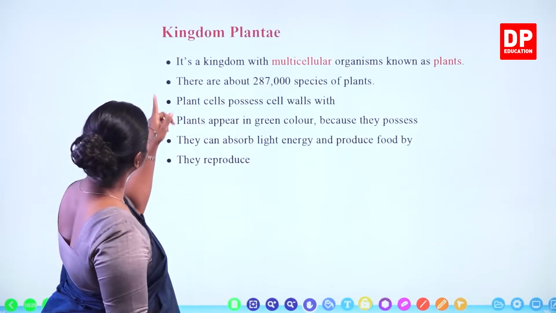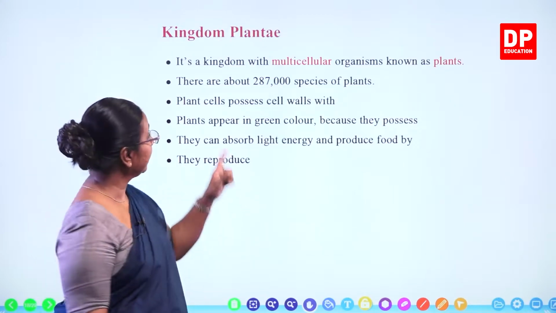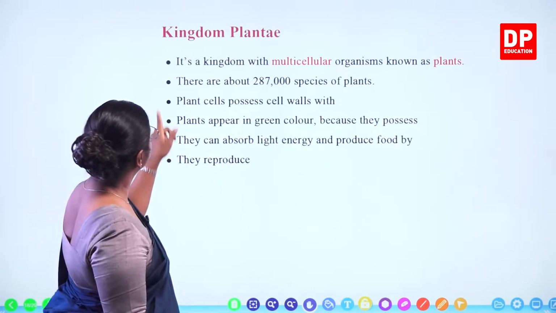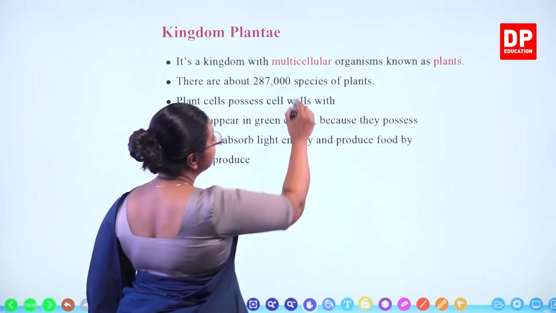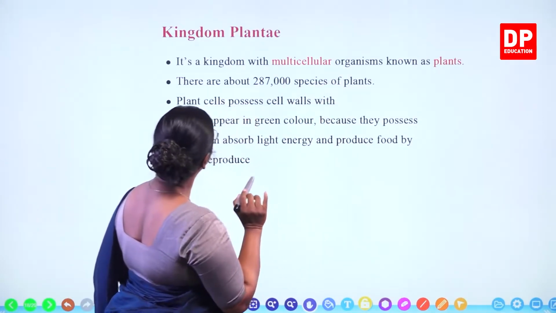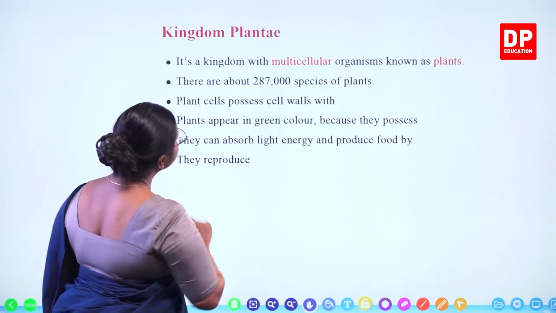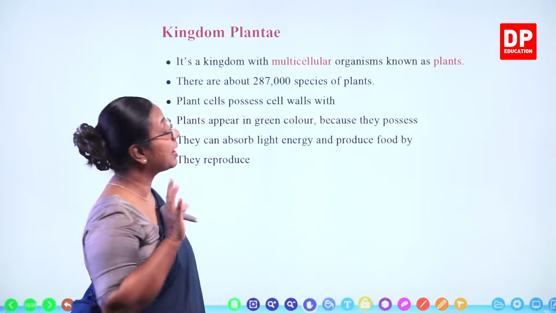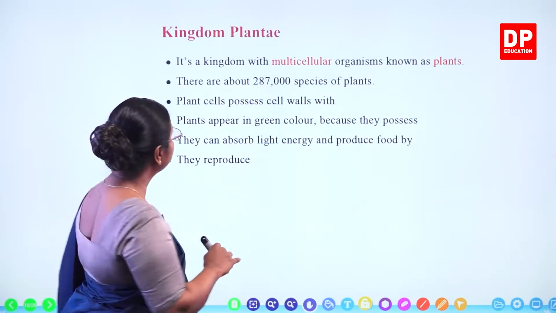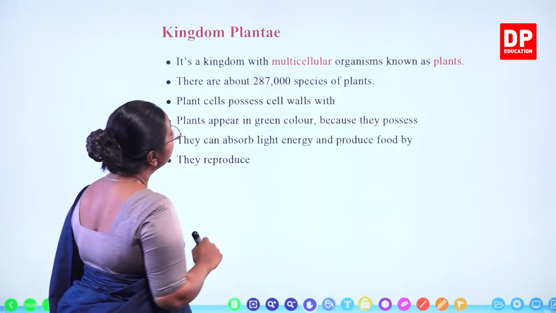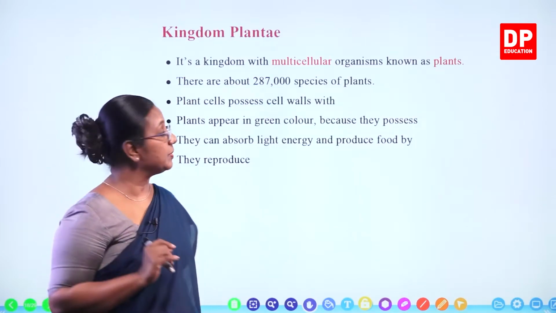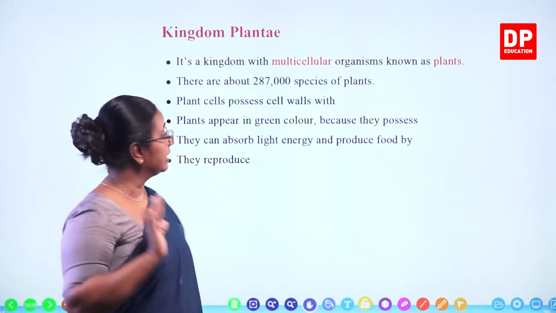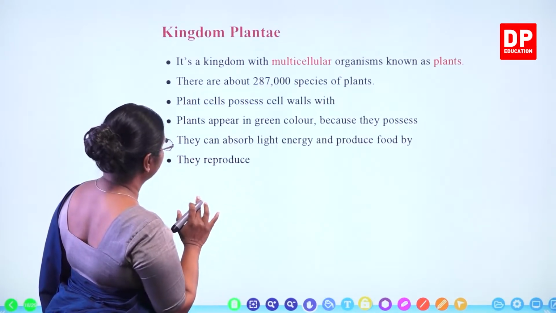The organisms that belong to kingdom plantae, and those are all multicellular organisms. So it is a kingdom with multicellular organisms known as plants. And there are about 287,000 plant species. So you can remember, you can understand 287,000 species of plants. So that is a very large number, 287,000 species of plants.